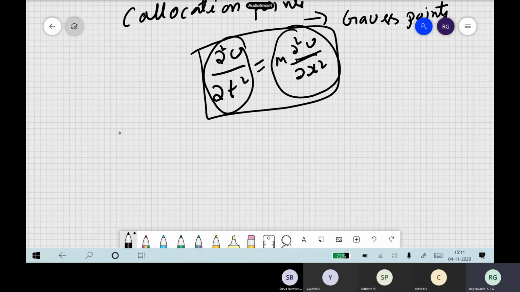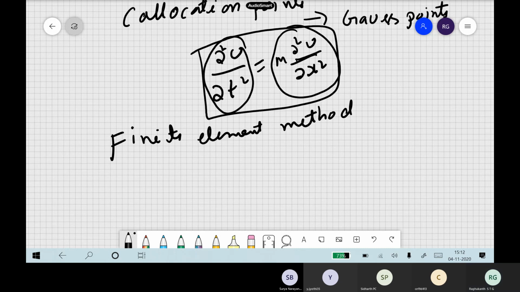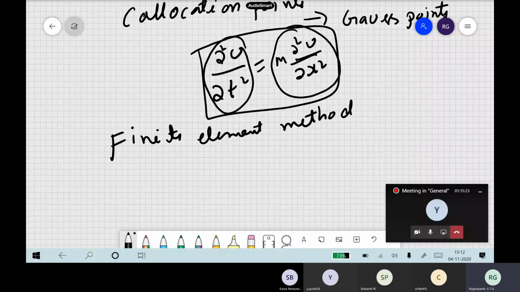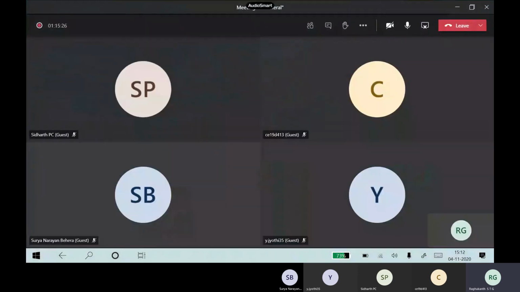From the next class, we will start our finite element method. I hope all of you have done an FEM course previously, right? Yes, sir. Okay. So we will start from our next class, this FEM, and see how to solve our same wave equation.